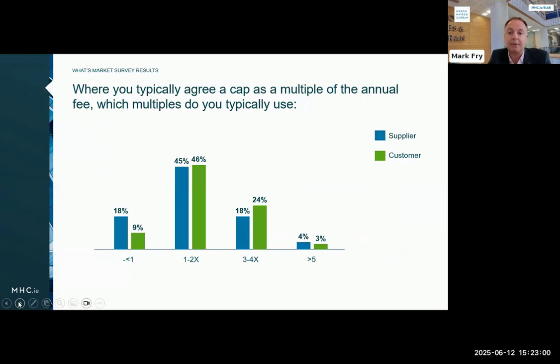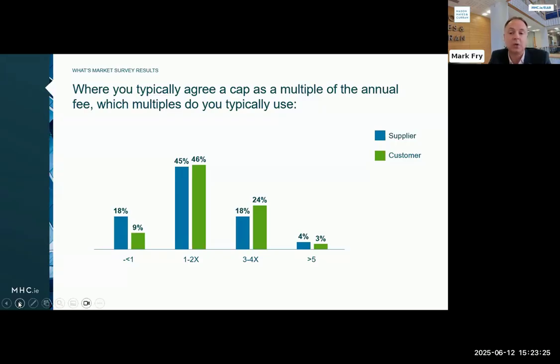So where you typically agree a cap as a multiple of the contract fee, what multiples do you typically use? As we've seen from the data in the previous slides, an increasing number of suppliers will agree to a cap based on a multiple of fees, but where it is based on a multiple, what's the quantum, what's the amount most commonly used? The survey results show that 45% have indicated that's typically 1 to 2 times fees. Now, that's down quite a bit from what we would have seen in previous years.